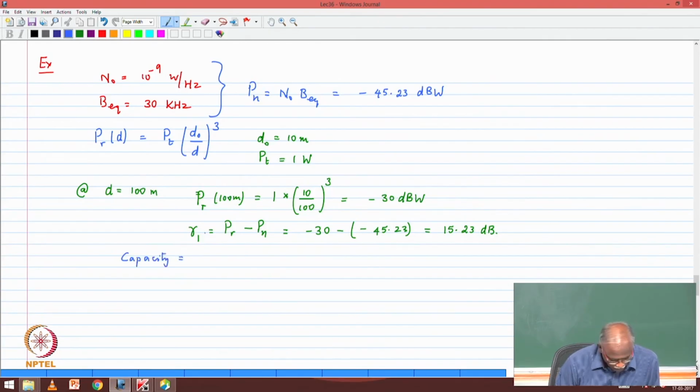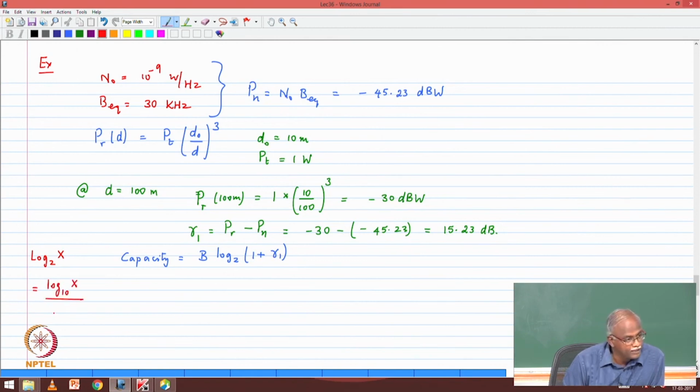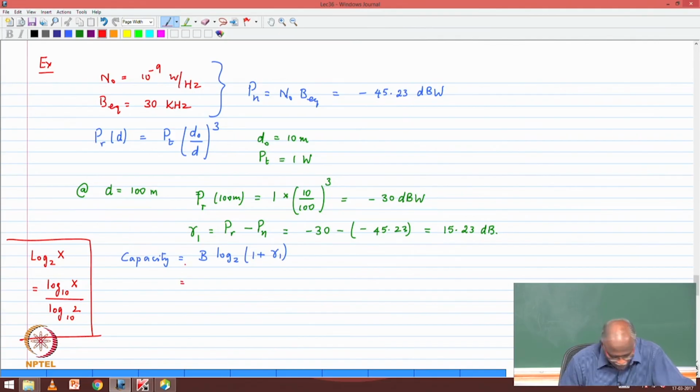is equal to the bandwidth times logarithm base 2 of 1 plus SNR gamma 1. Okay. Log 2, we have to calculate log 2 everywhere. So log x base 2 is the same as log x base 10 divided by log 2 base 10. Okay, please, if that's the easier way, make sure that we have to calculate log base 2.